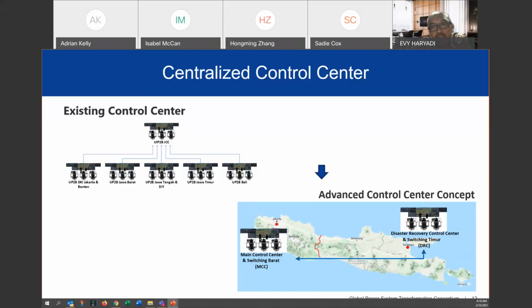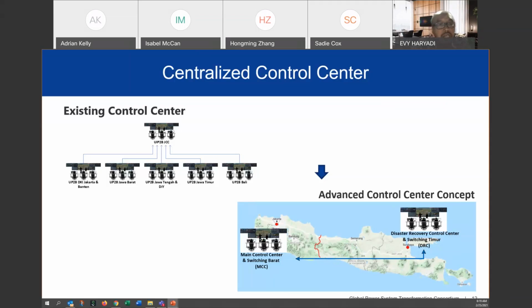We are using a multi-site database system. But the problem is, if something happens in one control center, let's say the 500 kV control center has some problem, it means we lose the EMS system, and the 150 kV centers cannot do the EMS function.